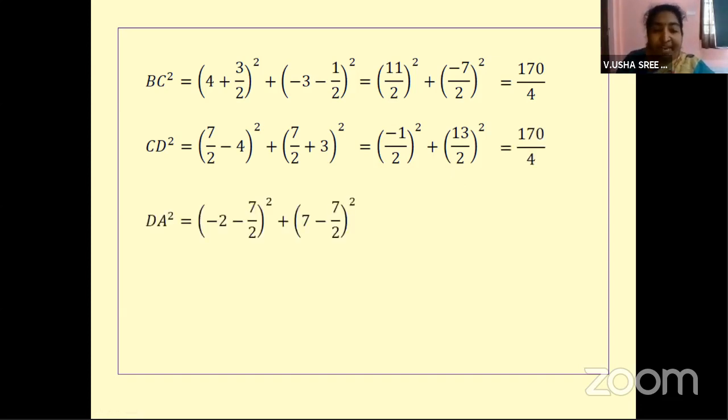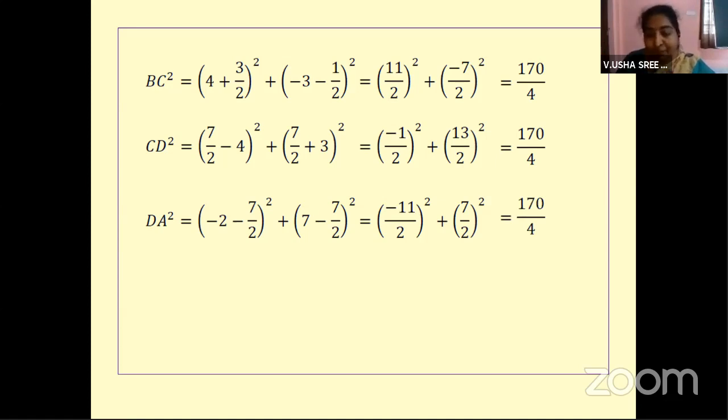Now, likewise, we will calculate DA square. DA square is nothing but (-2 - 7/2) whole square plus (7 - 7/2) whole square. Now, what do you have here? (-4 - 7)/2, that is (-11/2) whole square, plus (14 - 7)/2, that is (7/2) whole square. (-11) whole square is 121. So 121/4 plus 49/4, which gives you 170/4.